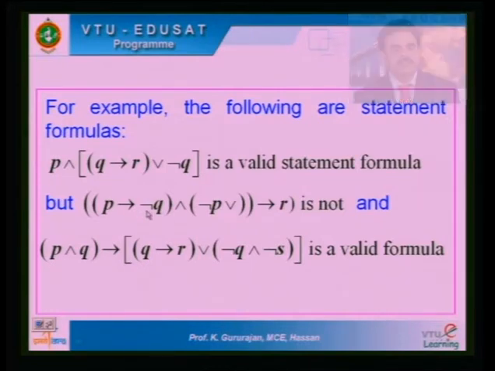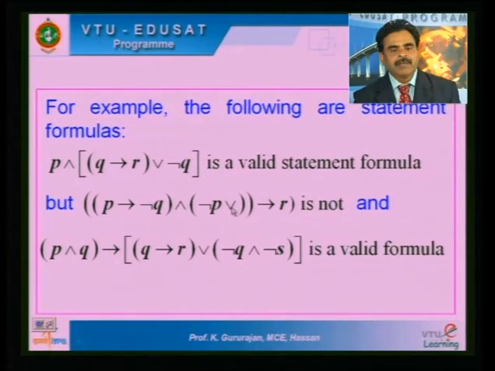First, P implies negation Q, okay. Then negation P. Now here I find the logical OR operator. As I told you, I can use a logical operator only when I have got what? Two simple propositions. Only when two simple propositions are properly combined using this will I get something meaningful. So here I got only negation P. There is something missing here. With one proposition, I cannot use the logical OR operator. Therefore, this is not a valid formula.